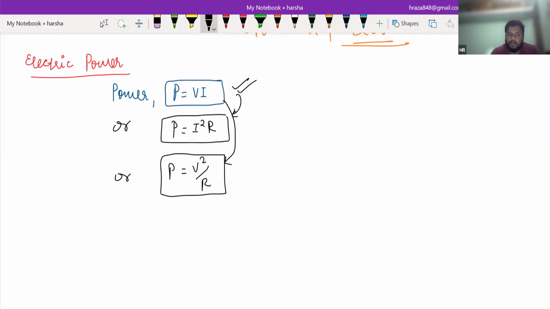How? You know that V is equal to IR. So I just put the value of V, IR, here. So P will be equal to, you can see at the place of V, I can write IR into I. So it will be P is equal to I square R.